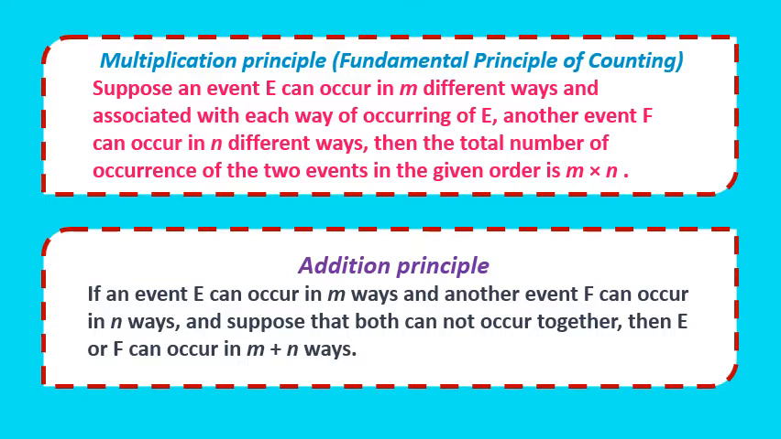Now coming to one more very important principle, that is called addition principle. Again, if we have an event E which can occur in m ways and another event F which can occur in n ways, and suppose that both the events cannot occur together, E will occur separately and F will happen separately, then E or F can occur in m plus n ways. This principle is called addition principle. Clear? So pause and note down these points.